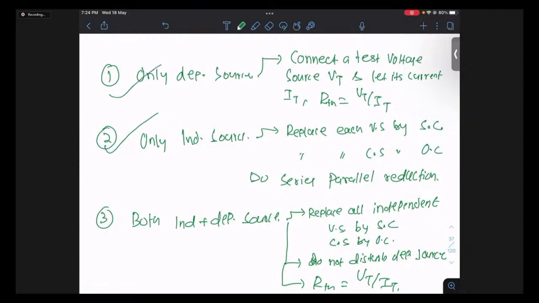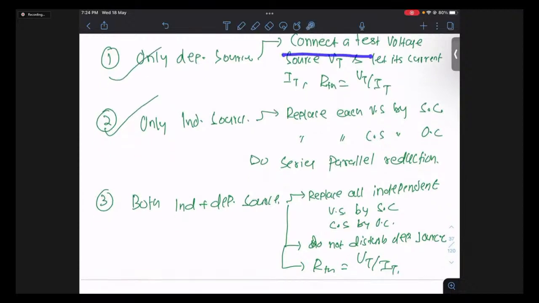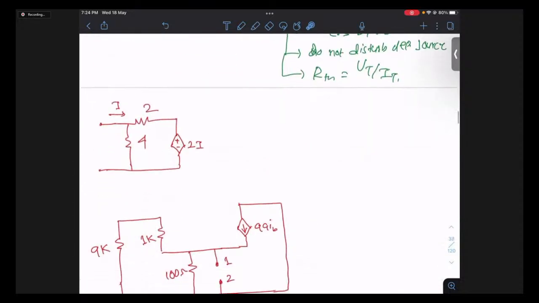Now coming to only dependent source, what it says: connect a test voltage source Vt and let its current be It, then Rth is Vt by It. Let's say in this case, I'm supposed to find the resistance from this particular terminal. So let me connect a test voltage source Vt, and because of it, the corresponding current is It. Now you have to get this Vt to It ratio. Here I can see this current and this current are the same. That means this is your It, similarly this is your It, because these are the same currents.